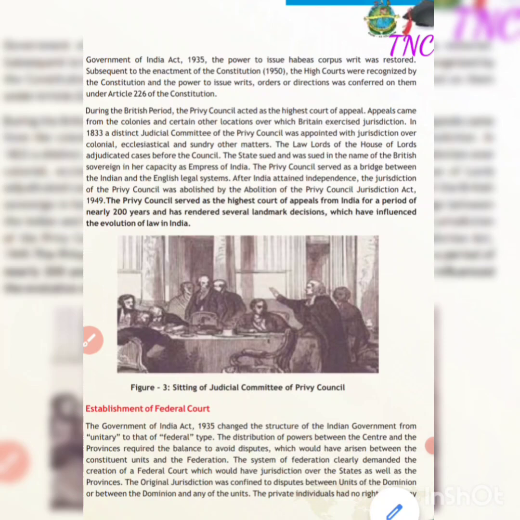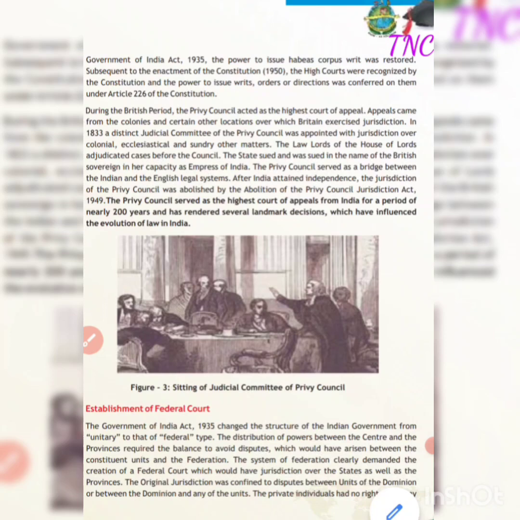Means wherever Britain had annexed any country, wherever it had control, from every place matters came as an appeal to the Privy Council, because what would have been the highest court of every place? The Privy Council. In 1833, a distinct Judicial Committee of the Privy Council was appointed with jurisdiction over colonial, ecclesiastical and sundry other matters. The law lords of the House of Lords adjudicated cases before the council.